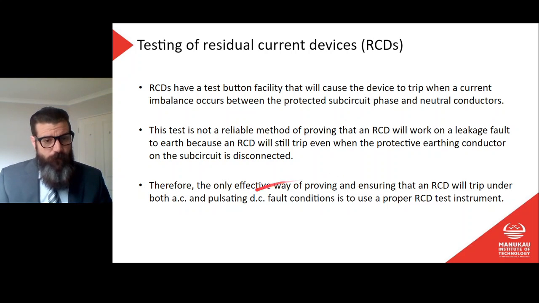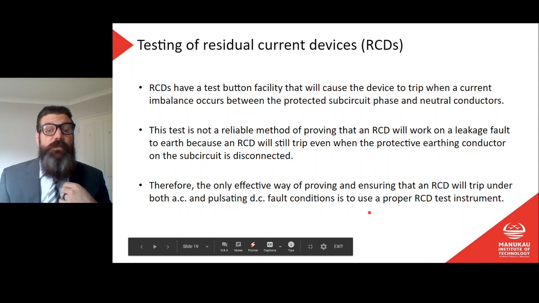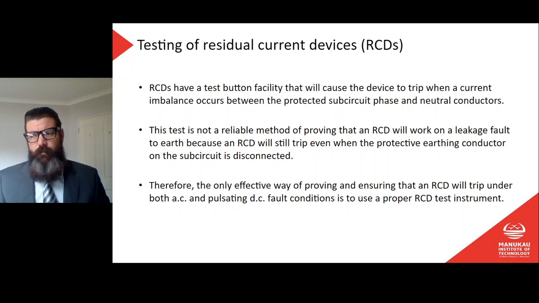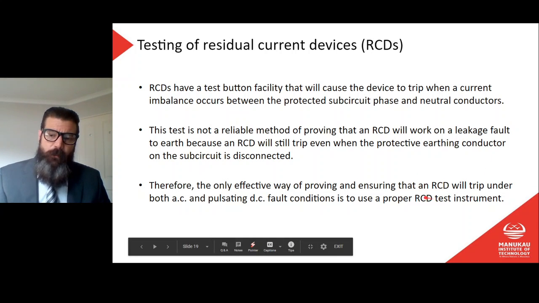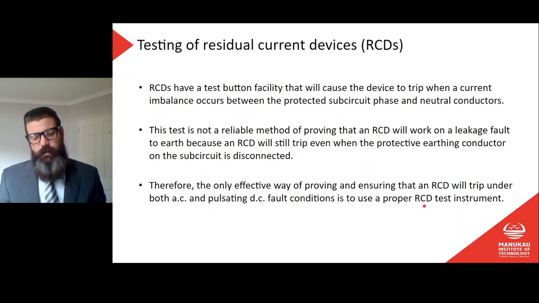Therefore, the only effective way of proving and ensuring that an RCD will trip under both AC and pulsating DC fault conditions is to use proper RCD test instruments. We've seen these, right? We've got the big meters up at Tech. What are they? The Fluke installation testers. They do our RCDs for us. If you get an installation tester, then they'll generally have an RCD tester incorporated into it. A meter that just does RCD testing is fairly common as well.